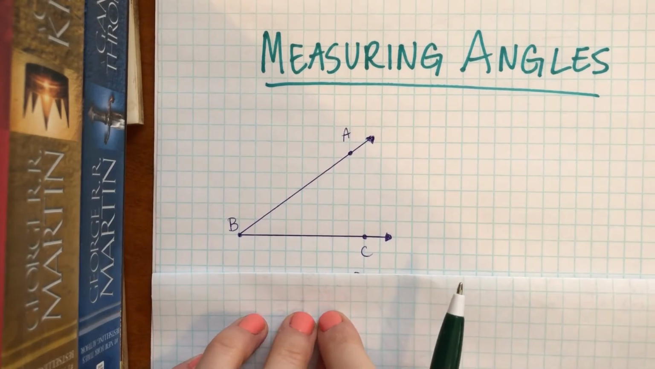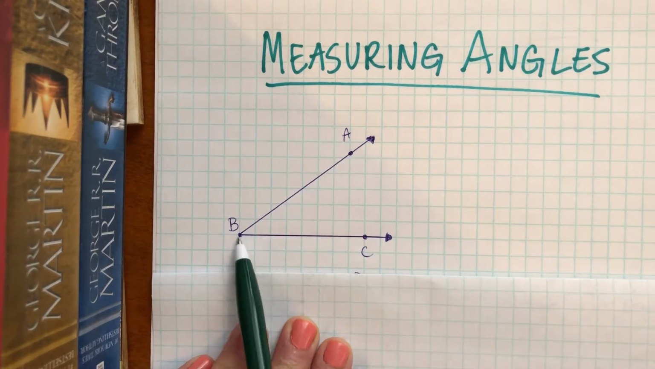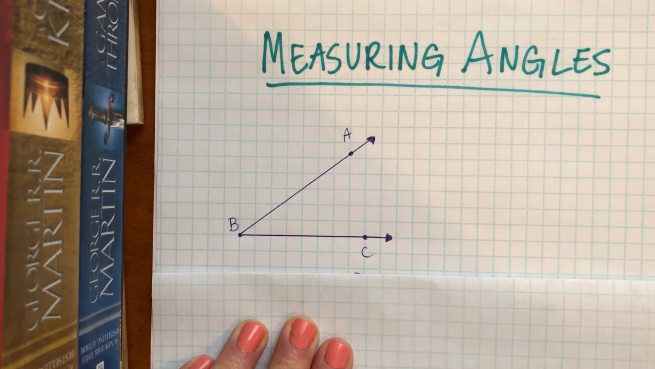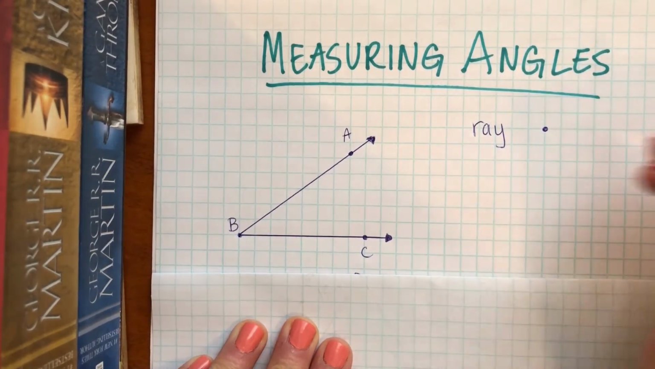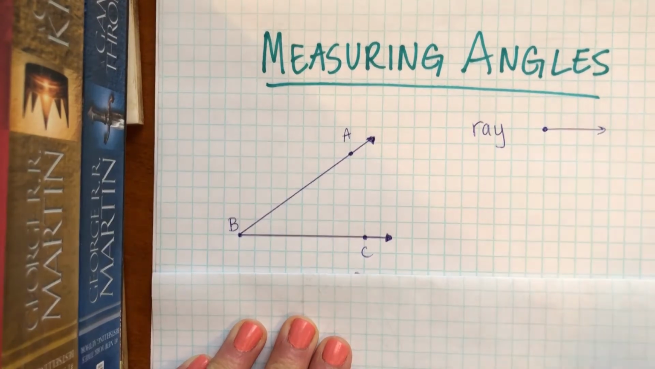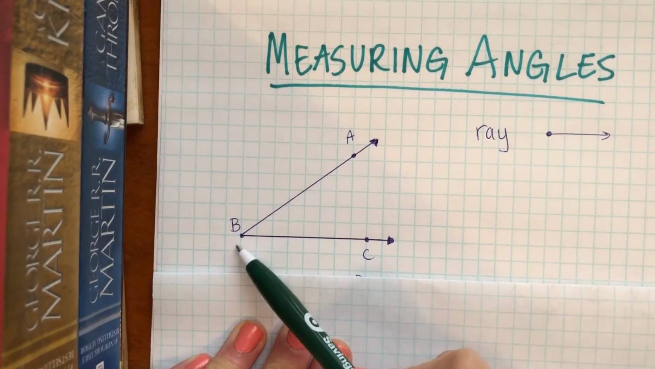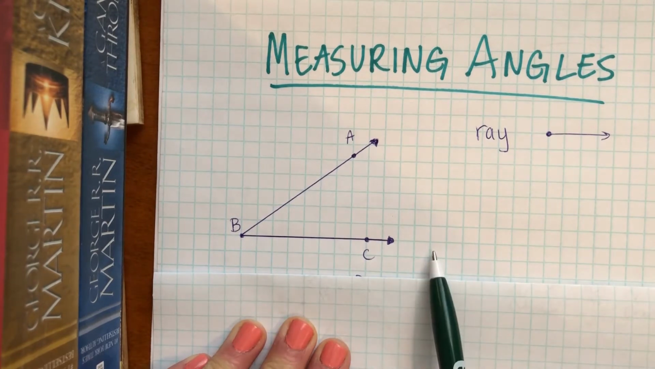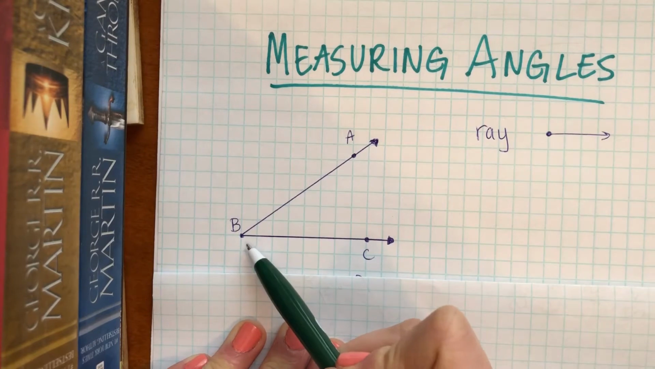So you'll see we have an angle here on our paper, and it's made up of two rays. Ray BA and ray BC. A ray starts at a point and then goes on forever in one direction. So you can think about it as like half of a line. So here we have rays BA, because here's the starting point and it goes through A, and BC. And they come together at point B, making an angle.